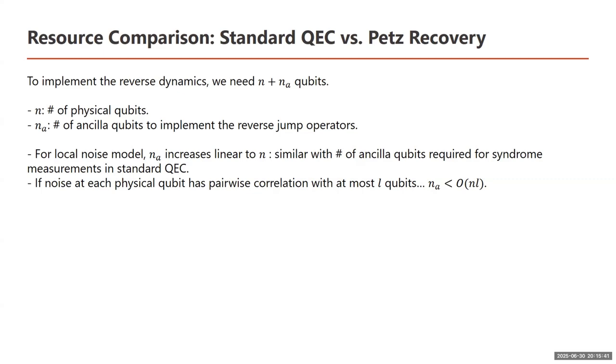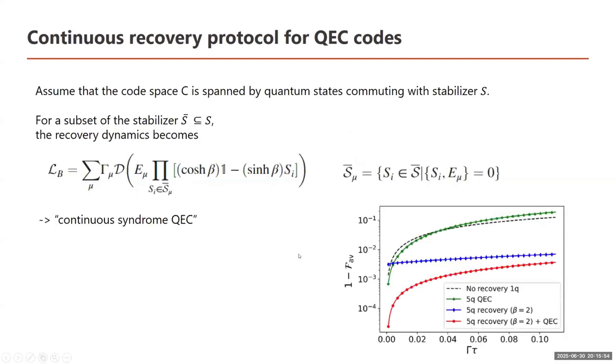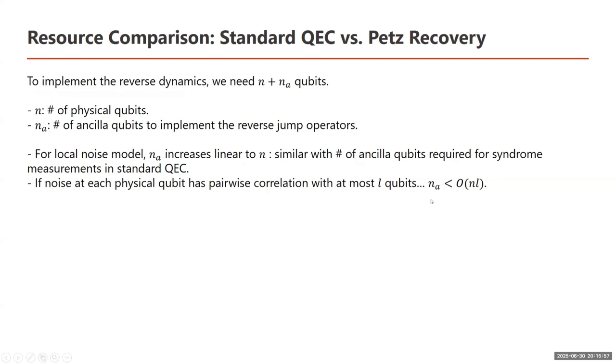Furthermore, if noise at each physical qubit has pairwise correlation with at most L qubits, it is known that N_A is always bounded by a resource of O(n times L). So in terms of qubit overhead, the path recovery scheme is no more expensive than standard QEC. In some cases, it might even be more resource efficient, especially since it doesn't require real-time classical feedback or control.